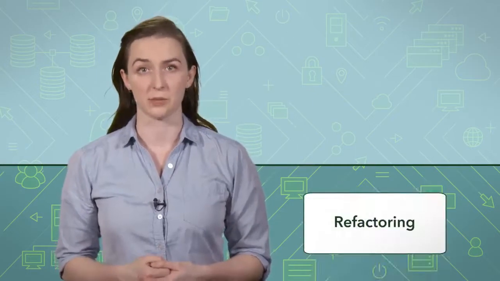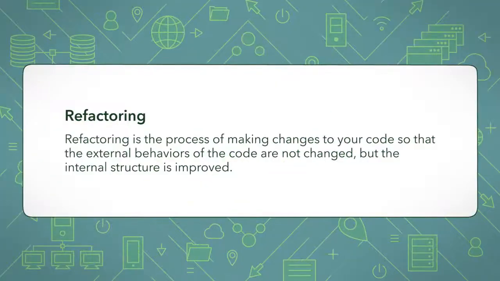Sometimes, no matter how well you design your code, there are still going to be changes that need to be made. It's difficult, if not impossible, to get it right the first time. That's where refactoring comes in. Refactoring is the process of making changes to your code so that the external behaviors of the code are not changed, but the internal structure is improved. This is done by making small, incremental changes to the code structure and testing frequently to make sure these changes have not altered the behavior of the code.